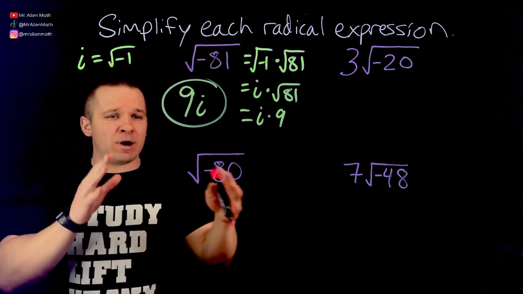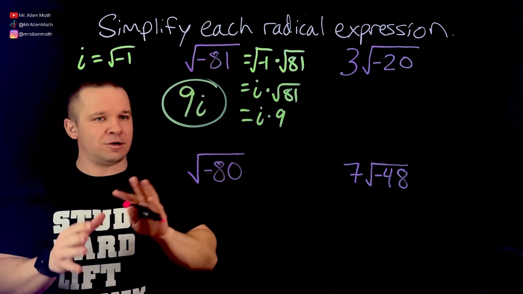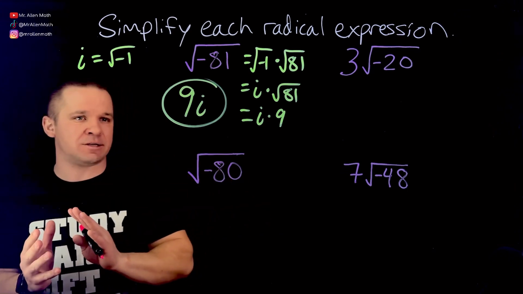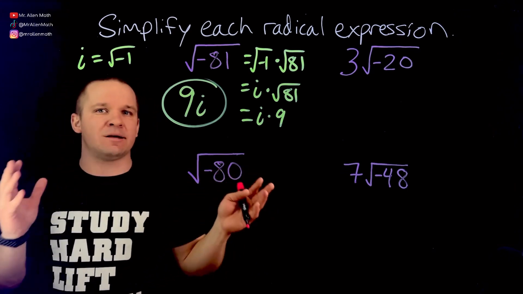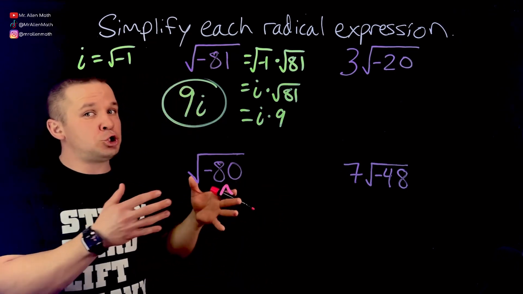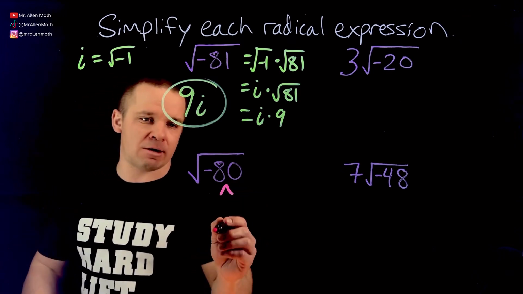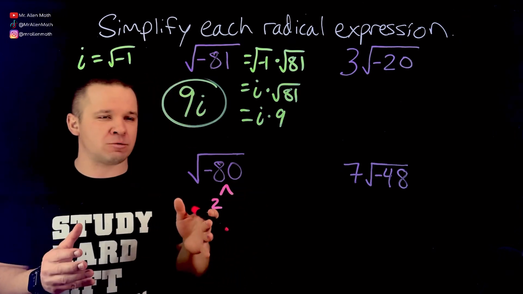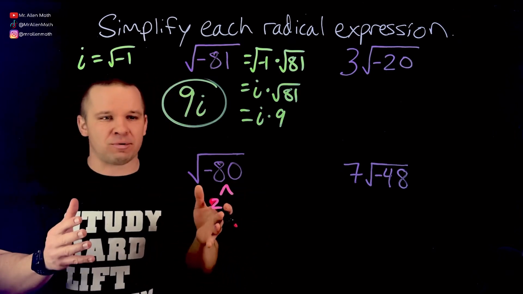9i. So now when I go through these, what I like to do is I'm just going to ignore the negative in there. I know that i is going to come out. I'm going to break these down exactly as I would if they were positive numbers. So if I break this down, I like to go with 2's until I can't. That's how I go about it, right? Or you can look for perfect squares, but most of my students, they like to do the prime factorization.